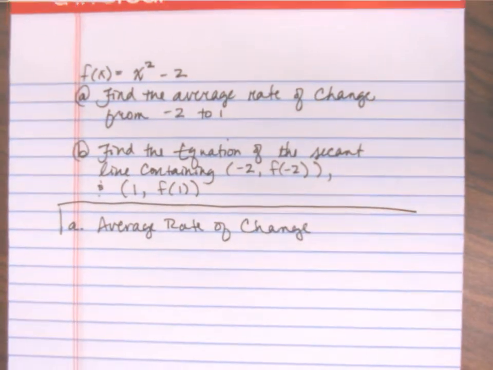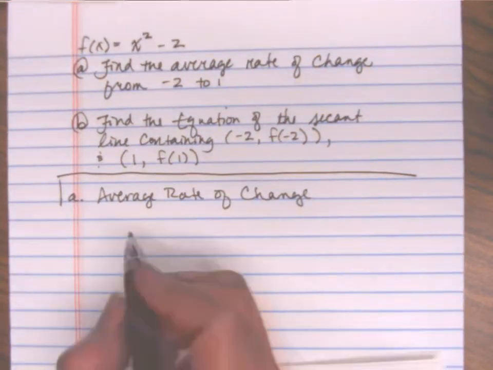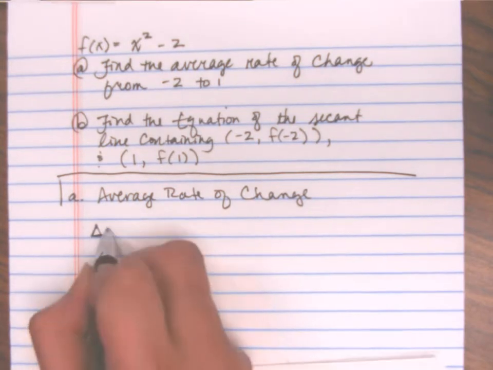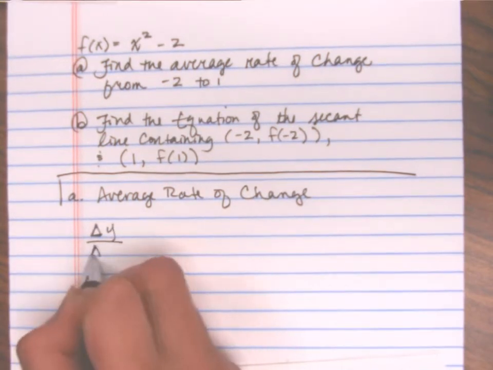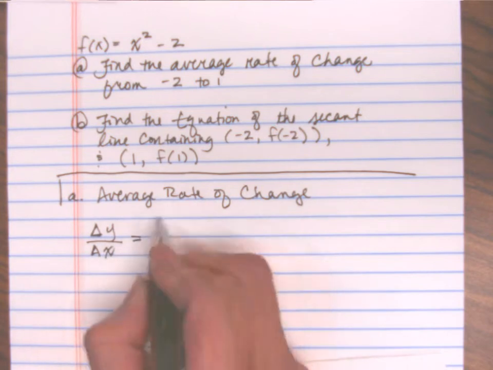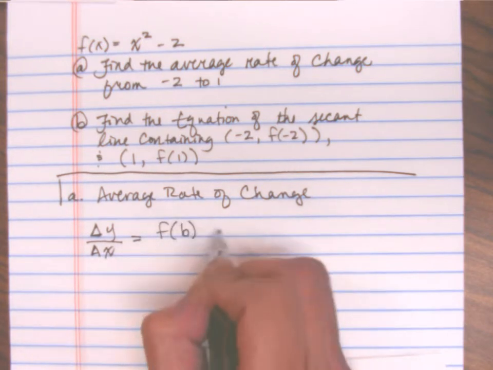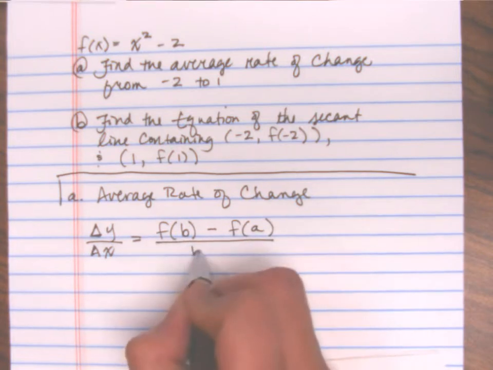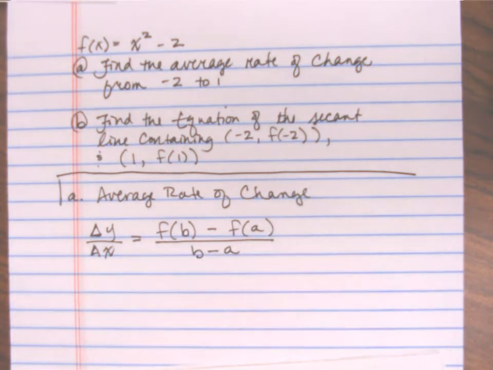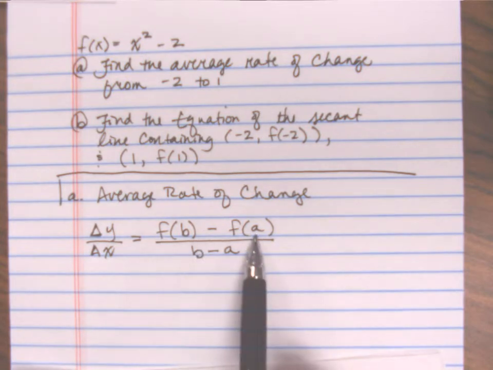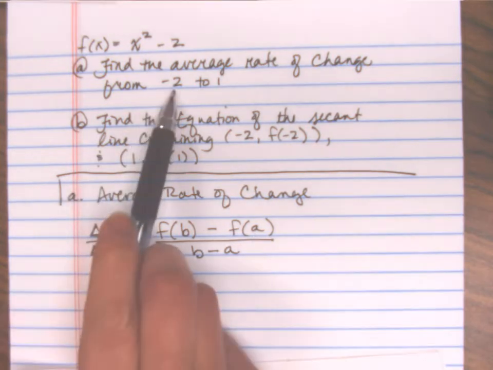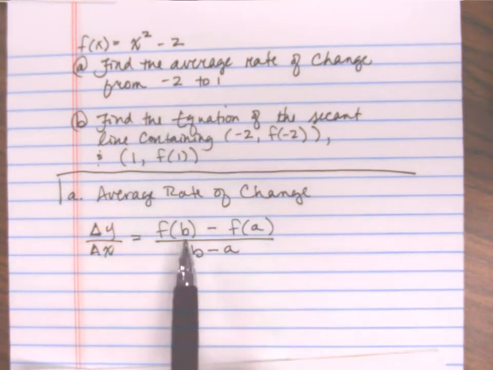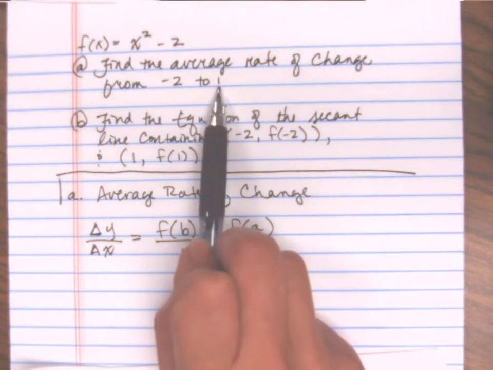And when we're finding the average rate of change algebraically, we have a formula: delta y over delta x equals the function of b minus the function of a, divided by b minus a. Okay, so a here is where we're starting, and we're starting at -2. And b here is where we're ending, and we're ending here at 1.